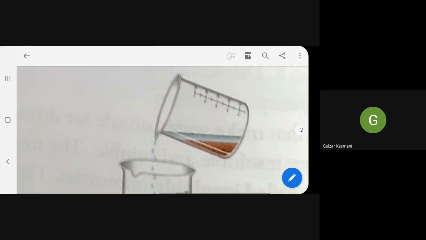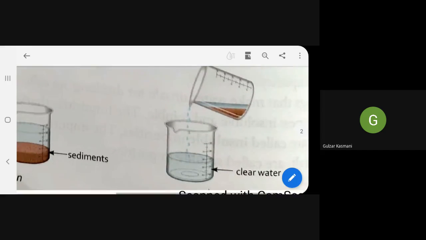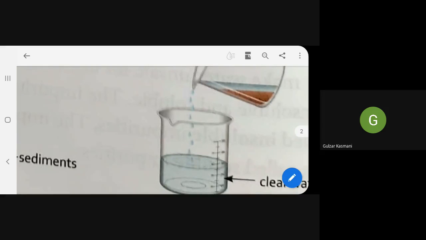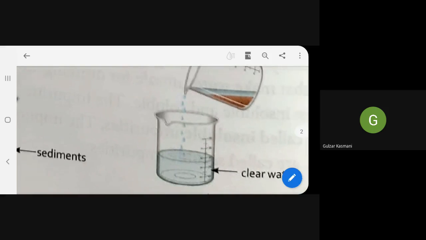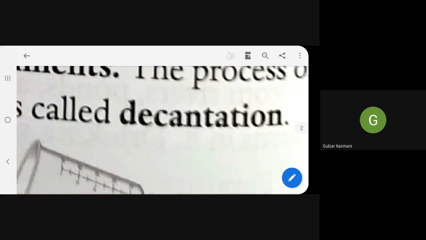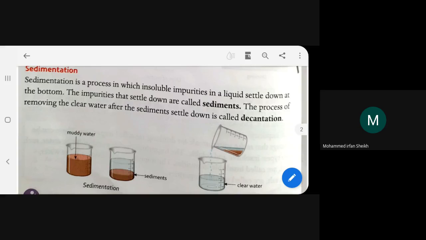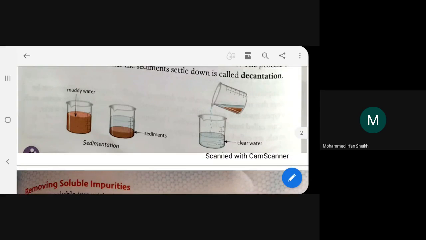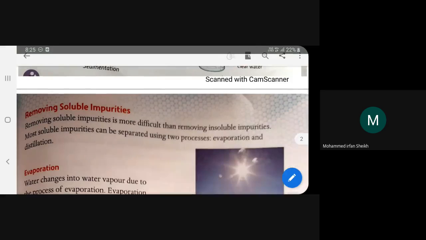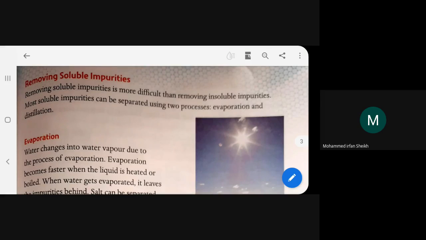Dust and mud particles remain as they are inside the first beaker, and whatever clear water we have gathered, we pour inside another beaker. So this method is known as decantation. Right now we are learning two methods, sedimentation and decantation, but both methods are used to separate which kind of impurity? To separate insoluble impurity. Got it, beta? Yes, ma'am.